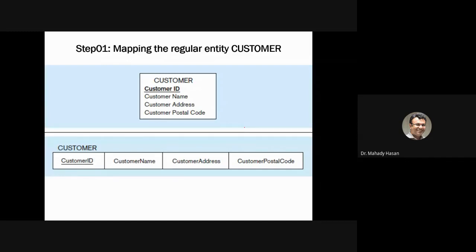In the case of simple attributes, we make the relation the way it is shown in the diagram. We have the customer table, the name of the relation is customer, and we draw a table where we have customer ID as the primary key, customer name, customer address, and postal code. Is it clear? If attributes are simple in nature, we do it in this way. Is it okay?